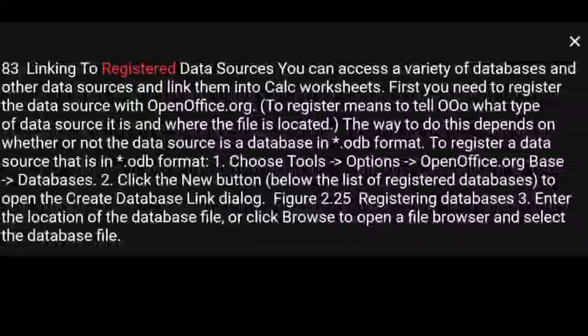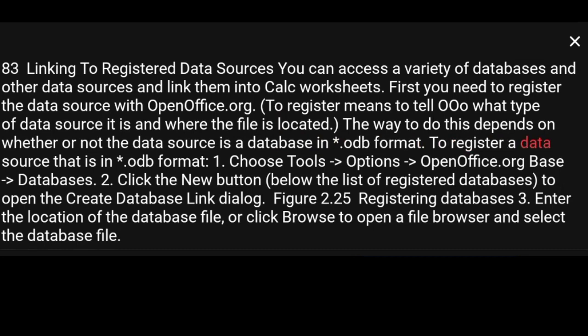83. Linking to registered data sources. You can access a variety of databases and other data sources and link them into Calc worksheets. First, you need to register the data source with OpenOffice.org. To register means to tell it what type of data source it is and where the file is located. The way to do this depends on whether or not the data source is a database in *.odb format.